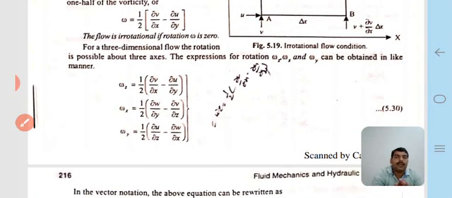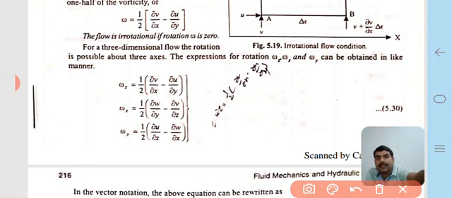The flow is irrotational if rotation omega is 0. Here the flow is irrotational, therefore rotation omega is 0. For 3-dimensional flow, the rotation is possible about 3 axes: x, y and z. That is, the rotation is expressed in terms of omega x, omega y and omega z, which can be obtained as follows.